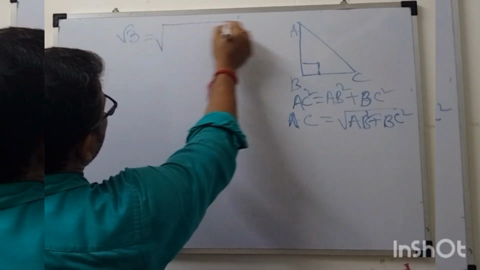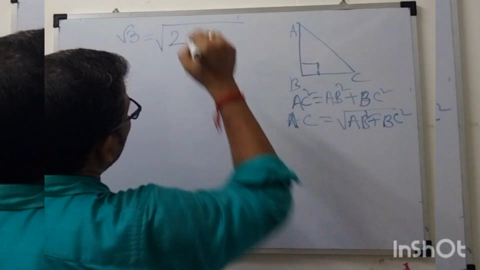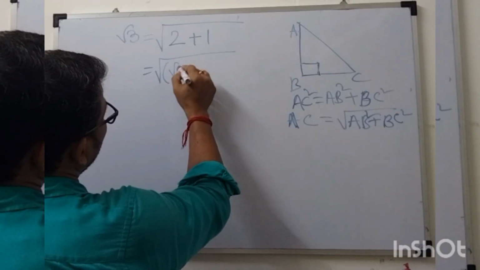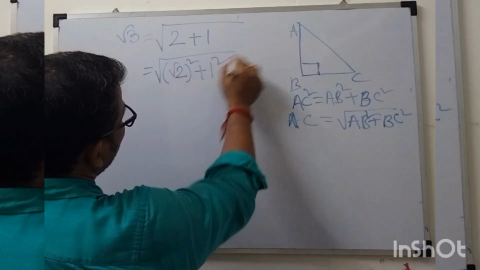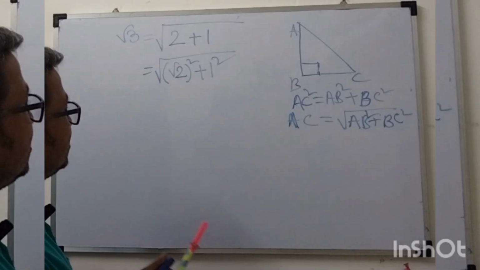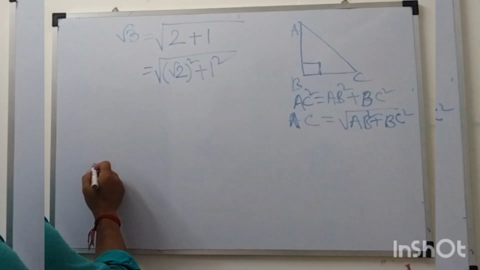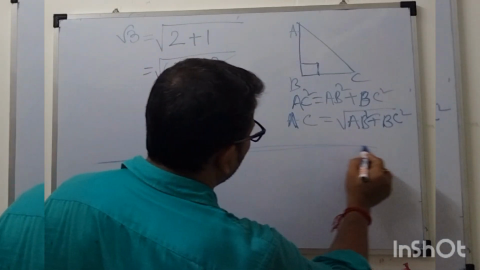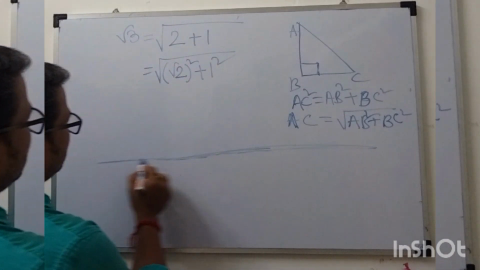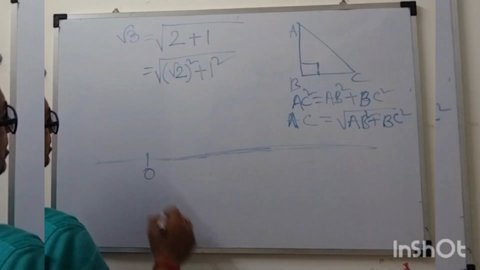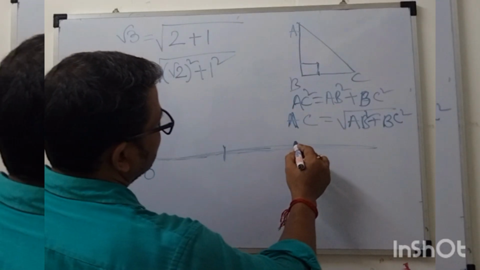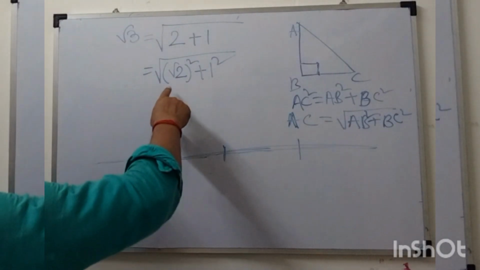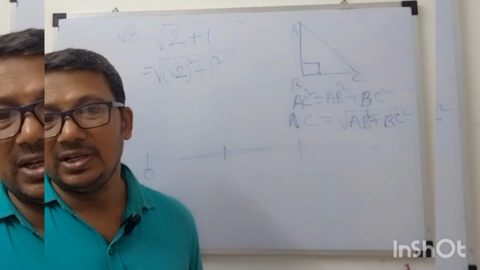So root 3 is equal to root over 2 plus 1, and now 2 is equal to root 2 square and 1 is equal to 1 square. We have to put this on the number line. So let us draw the number line. Here is the number line. This is the point 0. Let us mark 1, 2.